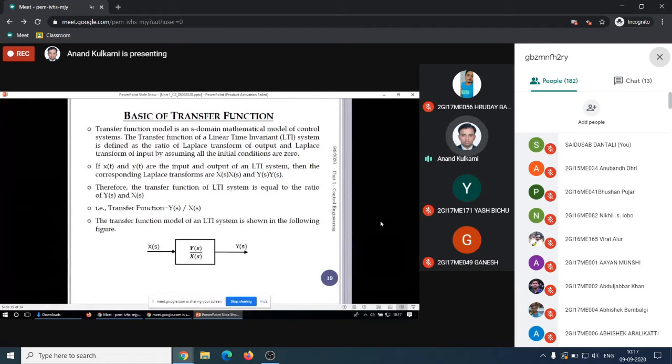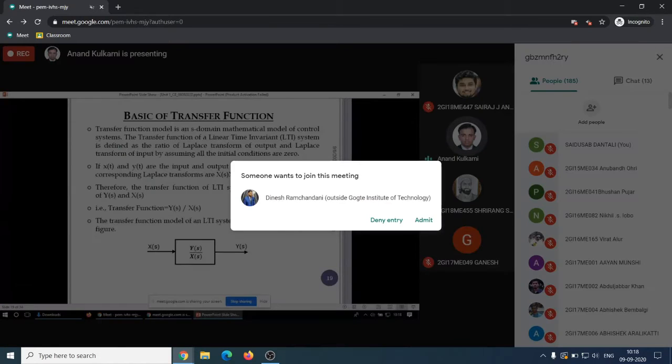Then you have to classify the control system, that is also given: open loop control and closed loop control. In open loop control, its advantages and disadvantages are asked sometimes. Advantages of open loop control, advantages of closed loop control, disadvantages of open loop, disadvantages of closed loop control system, along with certain examples. This is another type of question you can expect from this particular chapter.